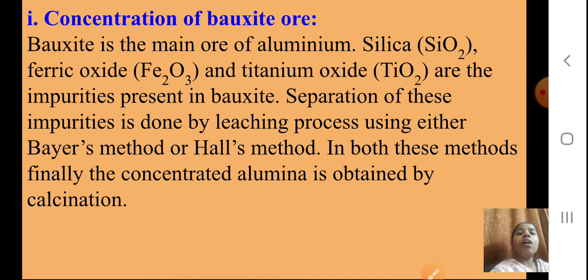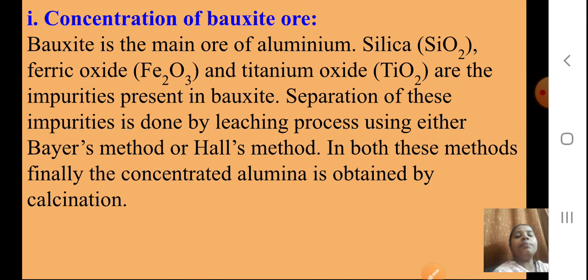Now, concentration of bauxite ore. Bauxite is the main ore of aluminium. Remember students, silica SiO2, ferric oxide Fe2O3 and titanium oxide TiO2 are the impurities present in bauxite. These are all impurities which you need to remove. Separation of these impurities is done by the leaching process using either of two methods, Bayer's method or Hall's method. In both these methods, finally the concentrated alumina is obtained by calcination. So calcination is one of the processes you have to do for getting the concentrated alumina.